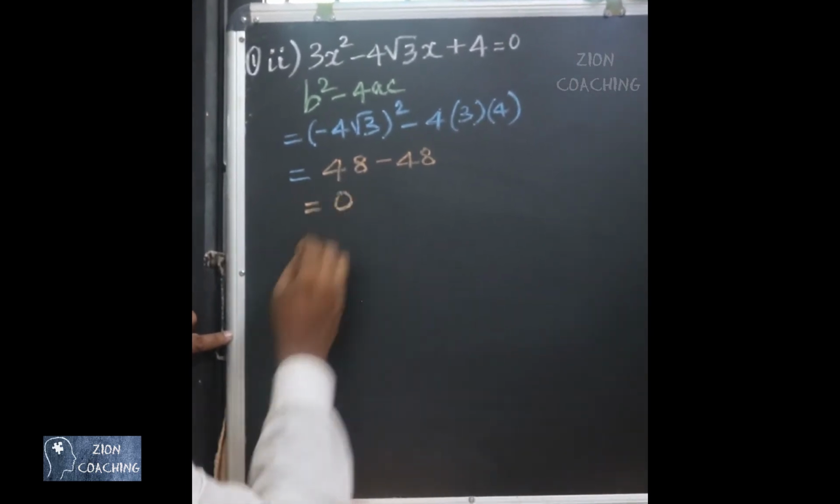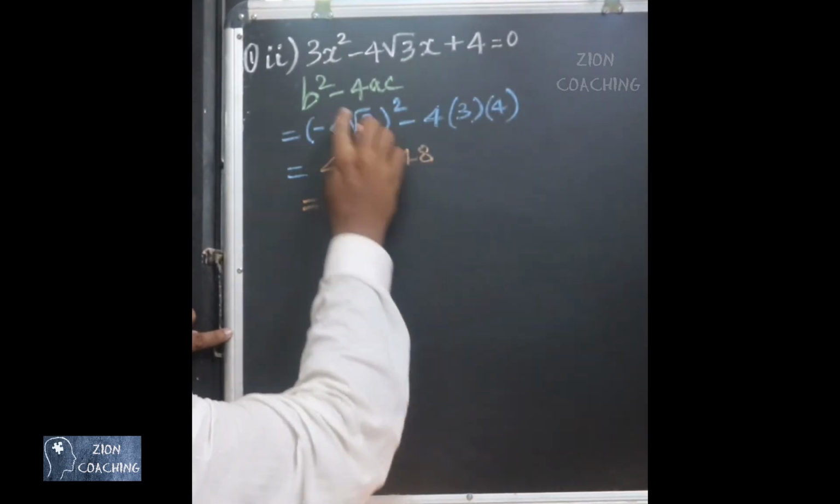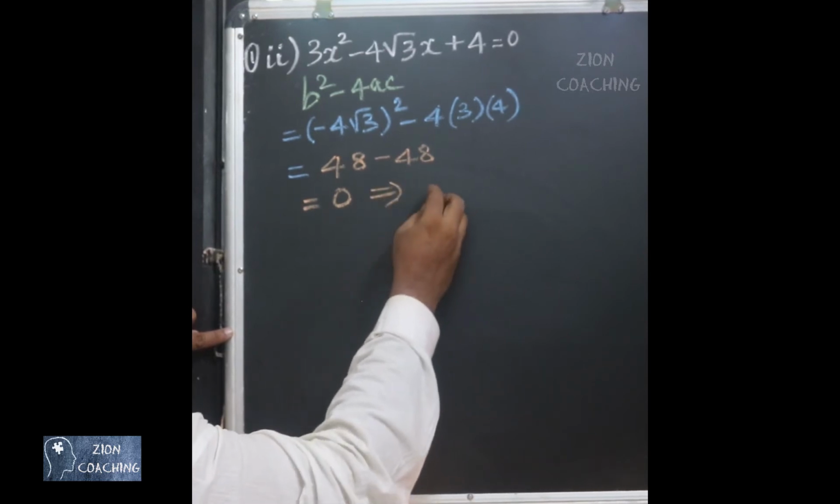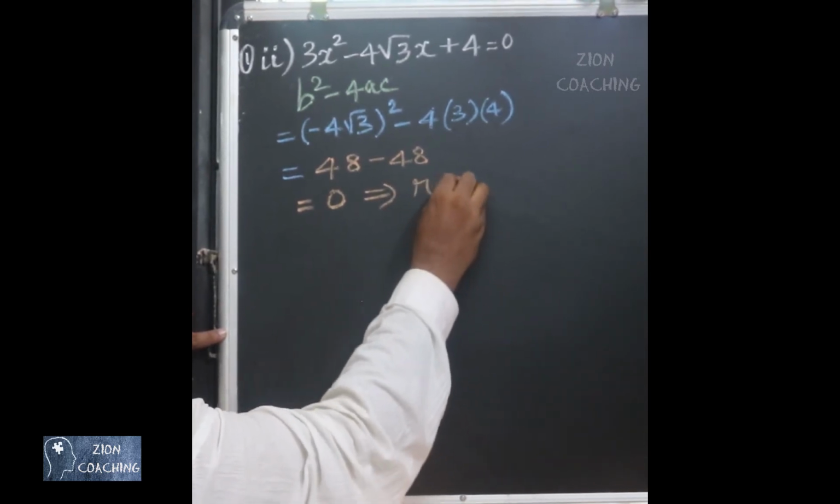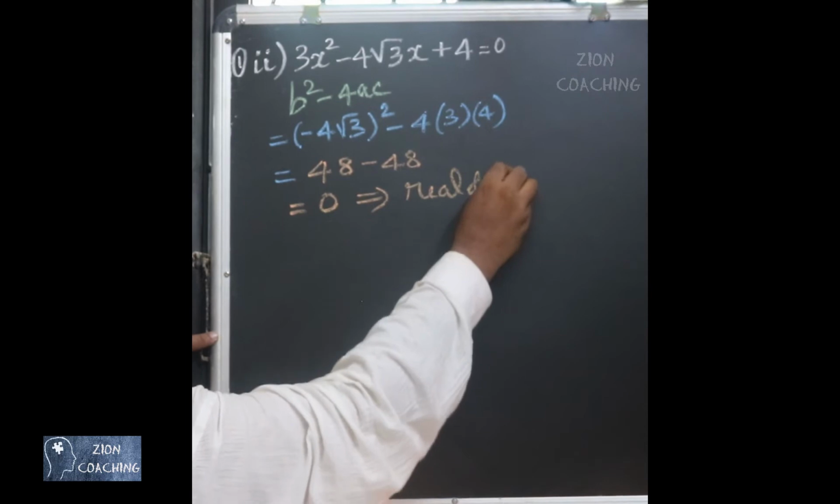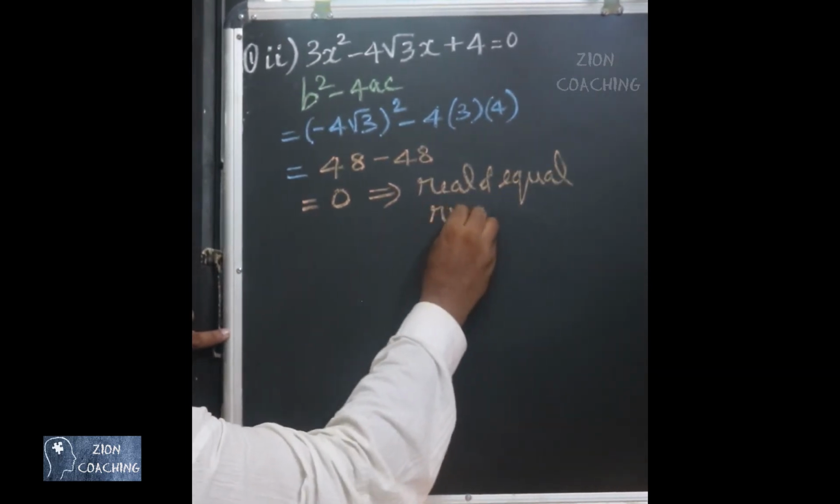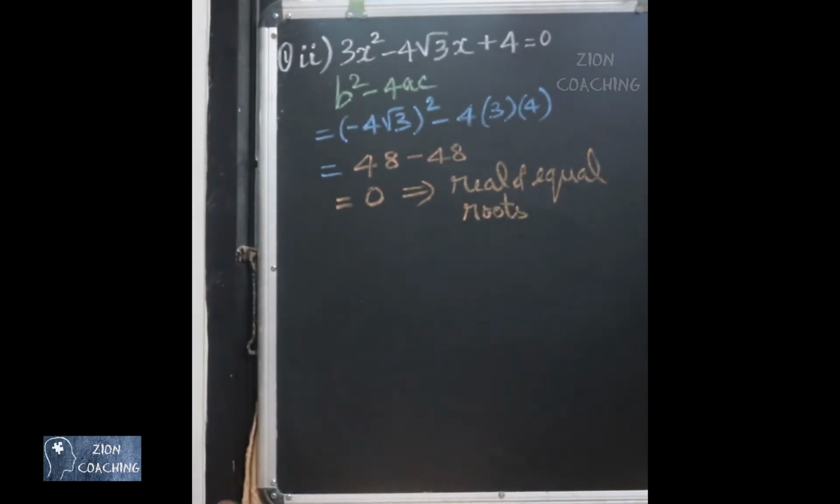The value becomes 0. We have b squared minus 4ac equal to 0. That implies we have real and equal roots. Now we are going to find the roots using the quadratic formula.